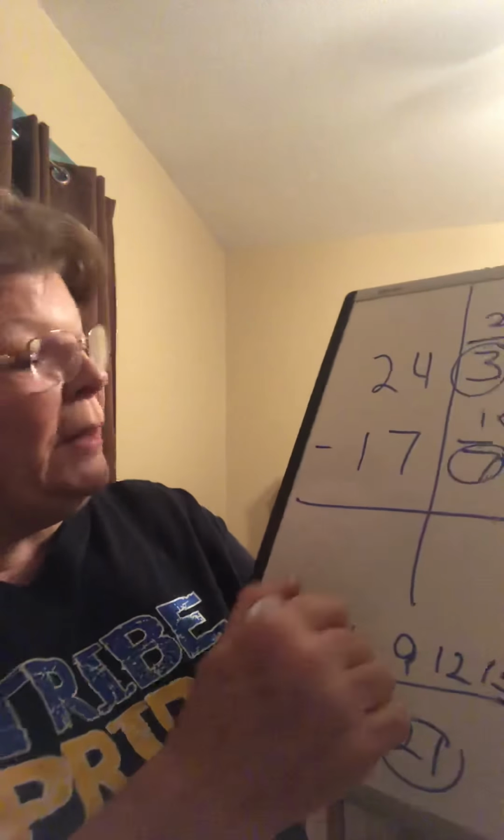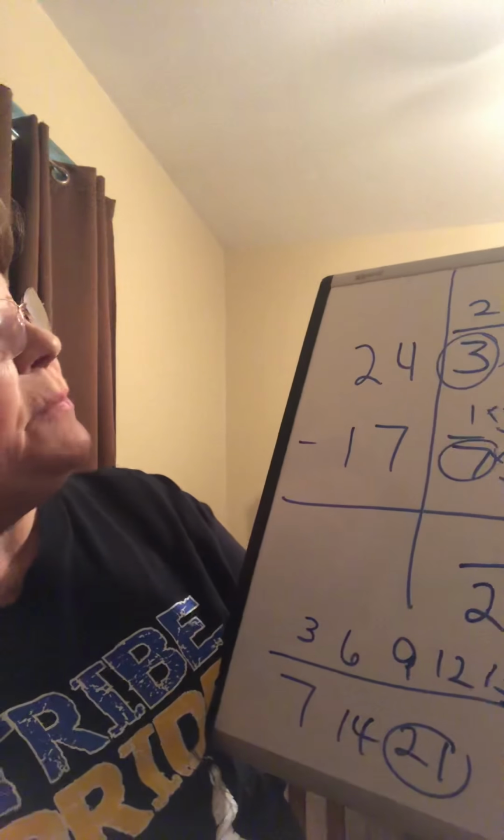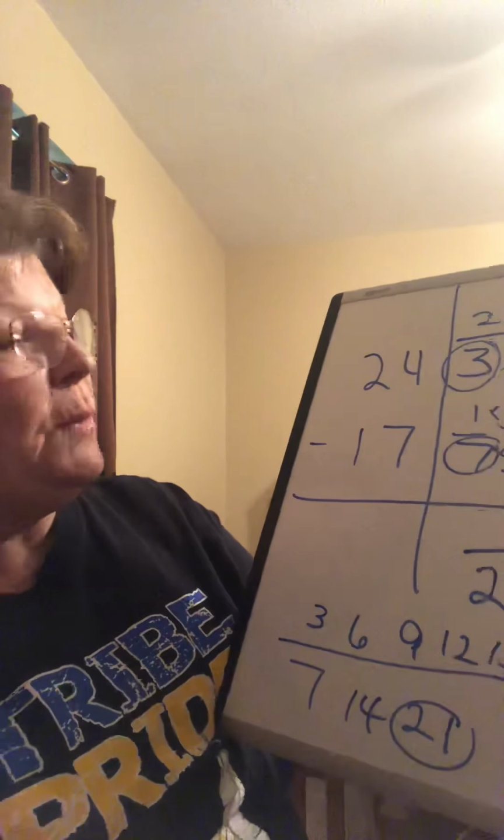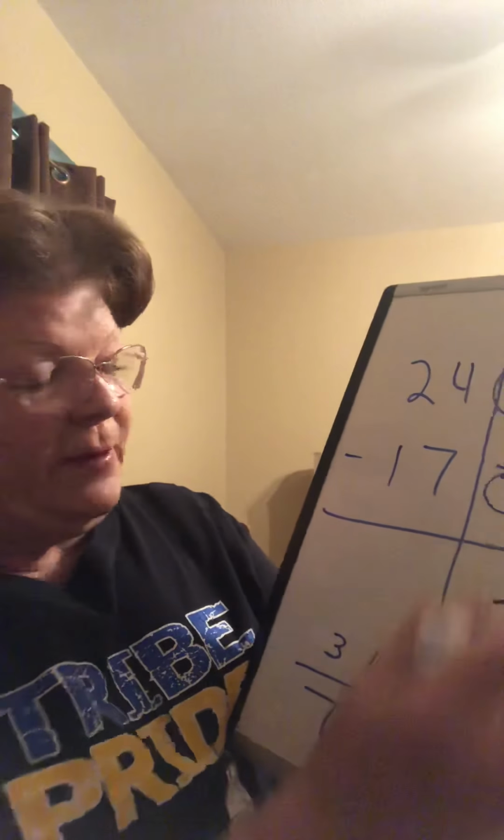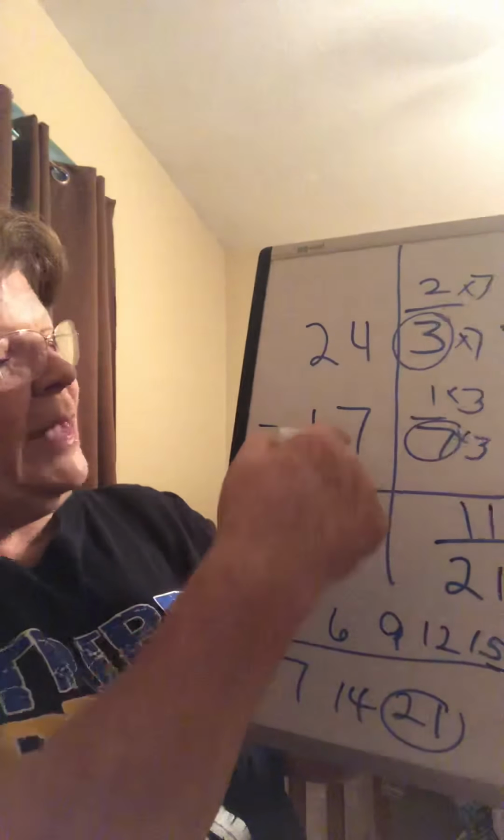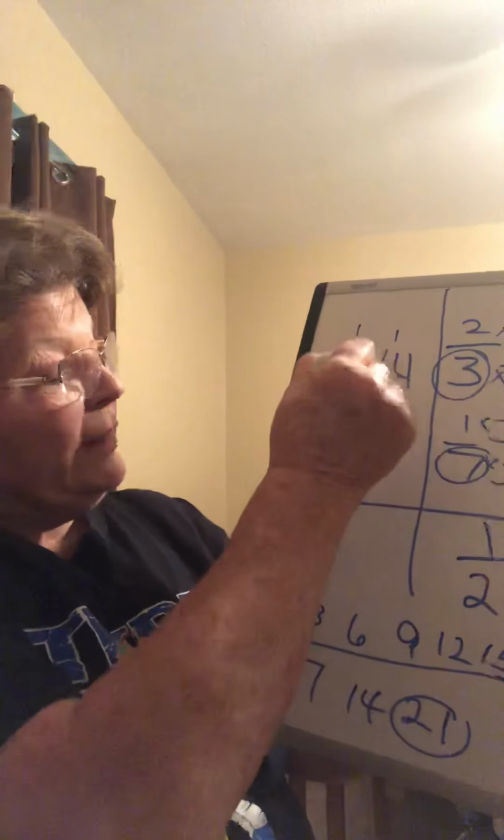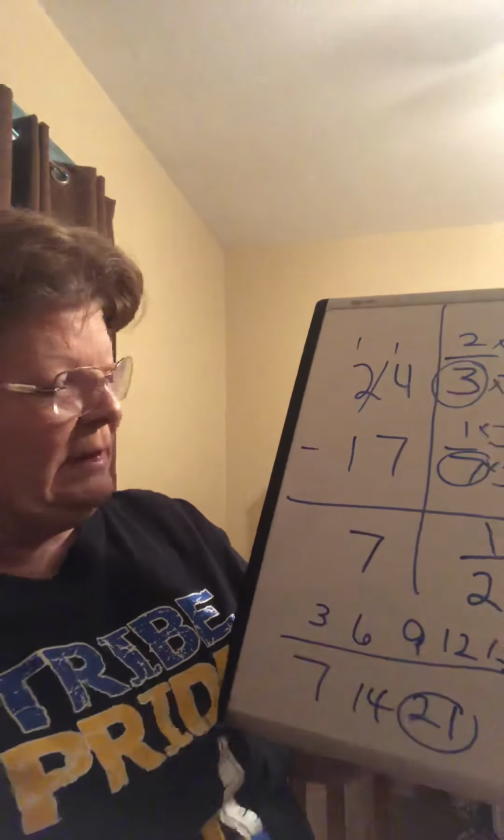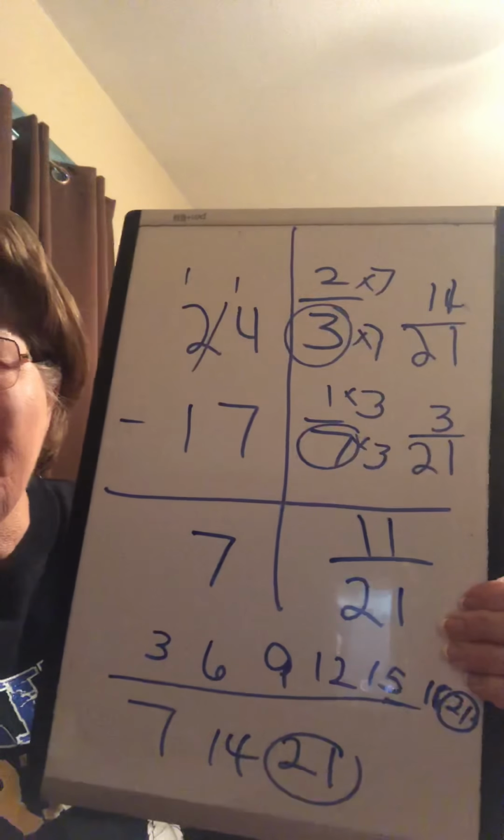Okay? So let's bring our 21 down. Miss Warren didn't make a mistake, did she? 3 times 7, 2 times 7, 7 times 3. Nope. So 14 minus 3, I think that's 11. And let's subtract over here. Okay, we can't take away 7 from 4, so borrow. 14 take away 7 is 7. So 7 and 11 over 21. Everybody got that?